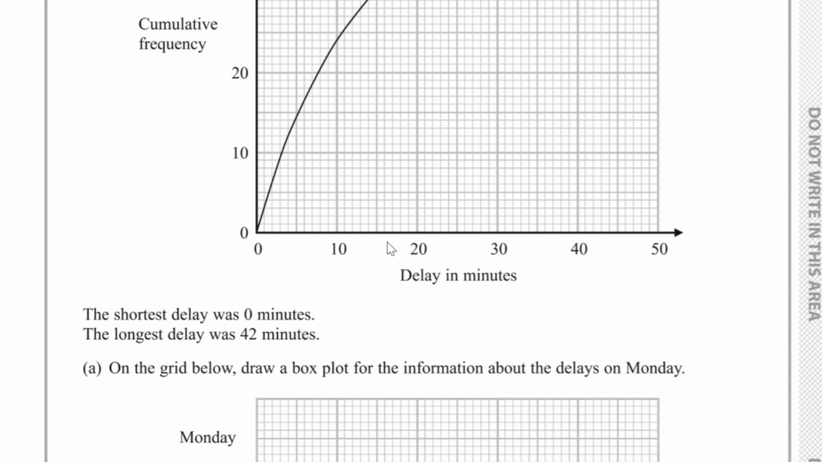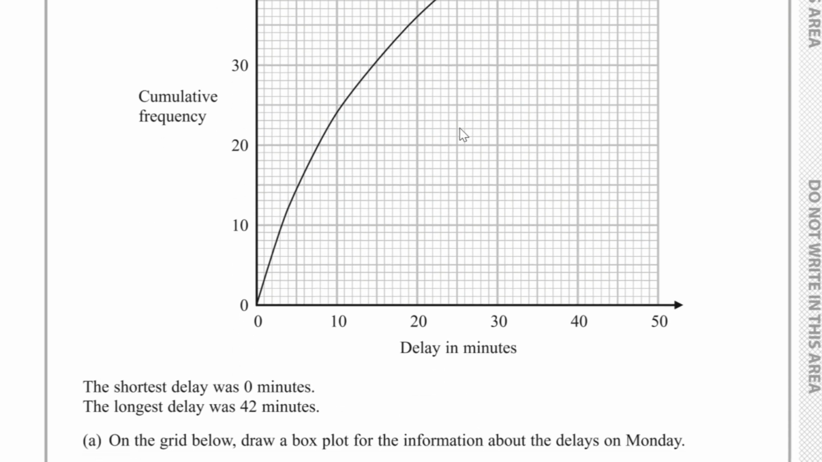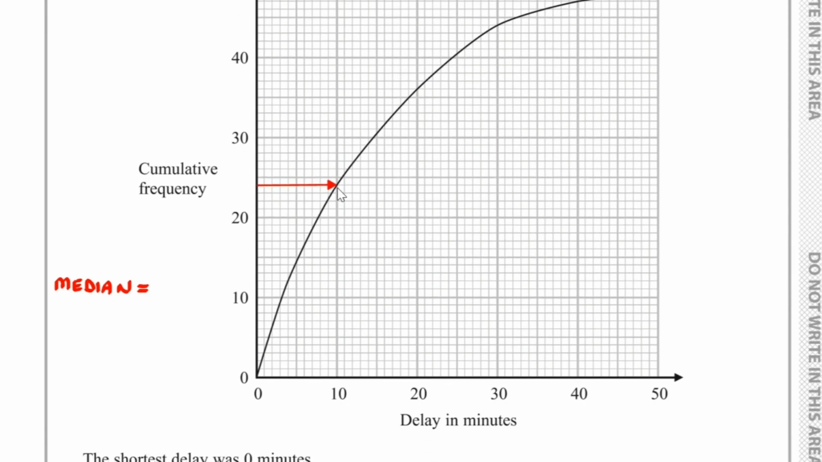Well, if we were to draw a box plot, what we need is information about the median, the lower quartile, and the upper quartile. Now, what we have altogether is 48 trains. And so halving the 48, that's 24. So for me to find out the median, I need the 24th number. So I read across and then I read down. It turns out the median is 10.